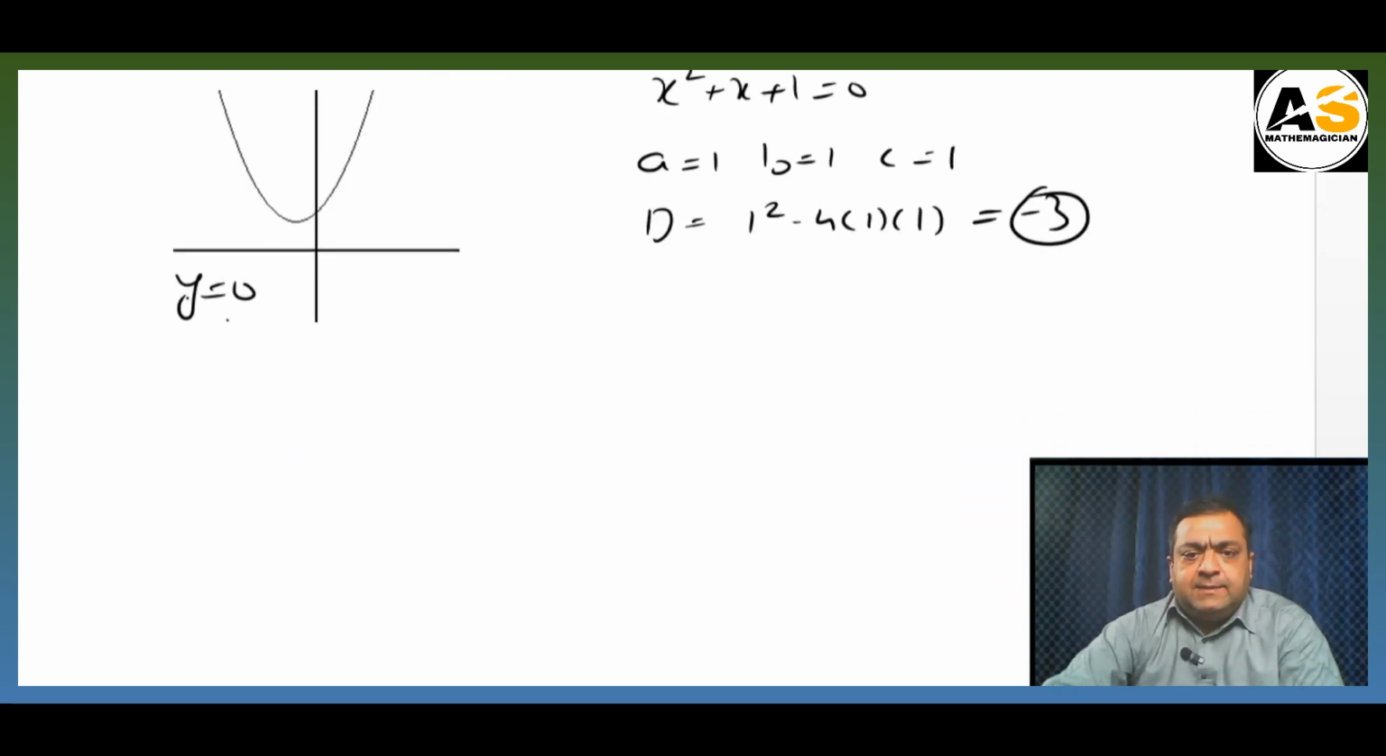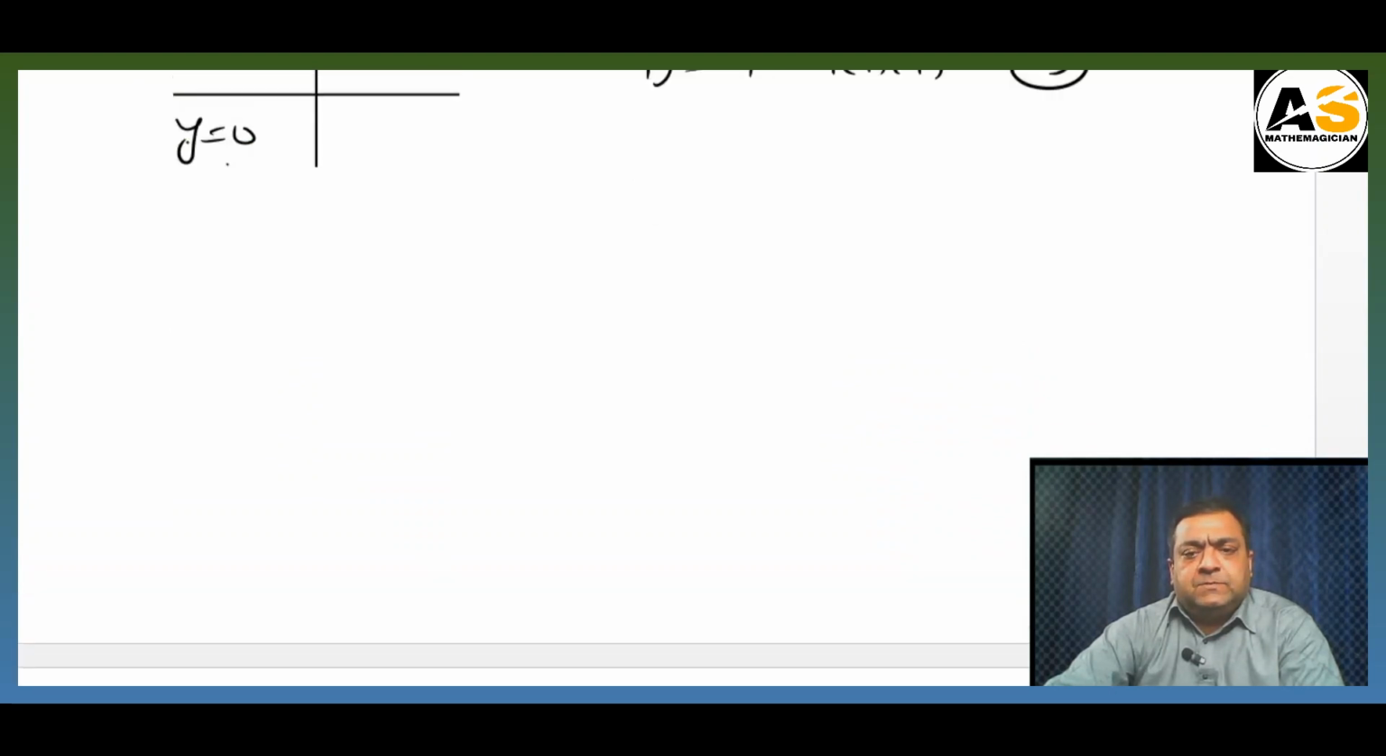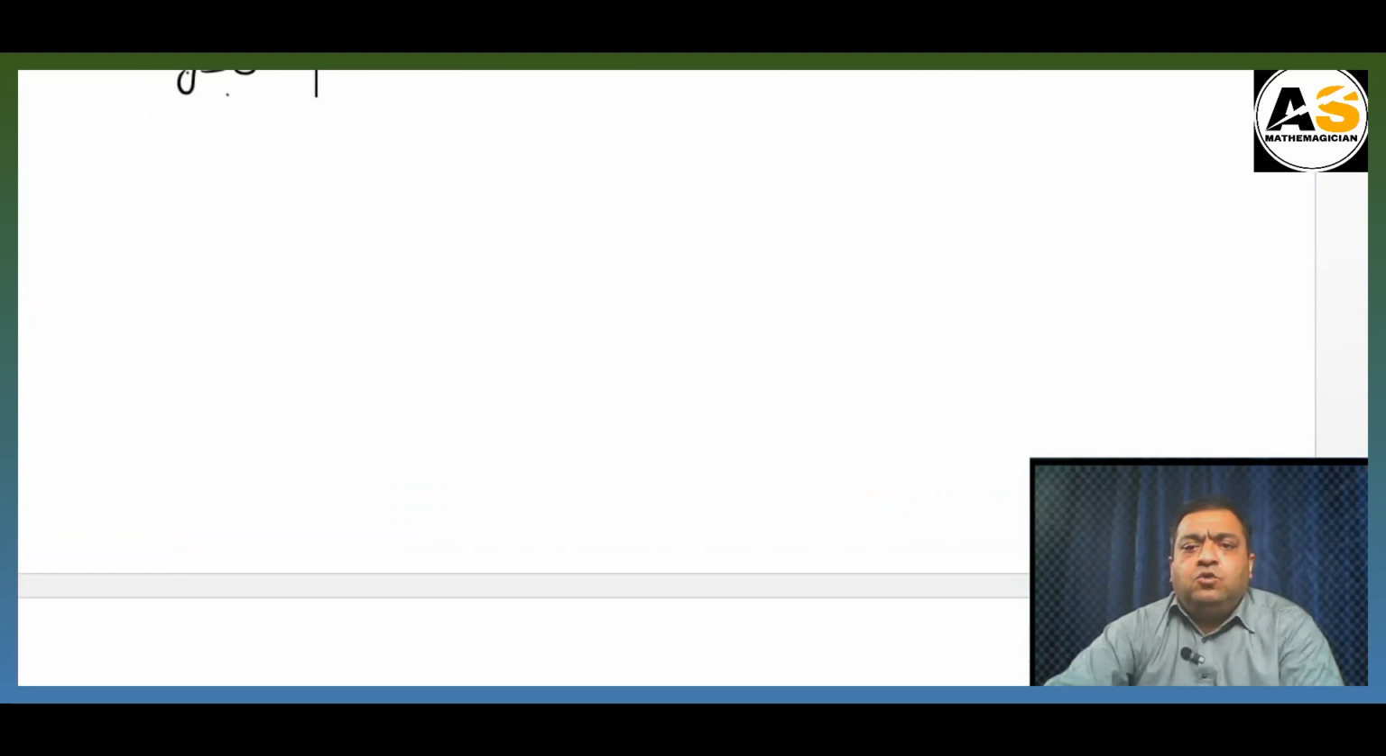To summarize today's lesson, there are two different shapes of the parabola. If coefficient of x square is positive, graph opens upward. If coefficient of x square is negative, graph opens downward. In the first case, we have the minimum value but no maximum value. In the second case, we have maximum value but no minimum value. In both cases, coordinates of vertex are minus b over 2a and c minus b square over 4a. Then we discussed three cases.